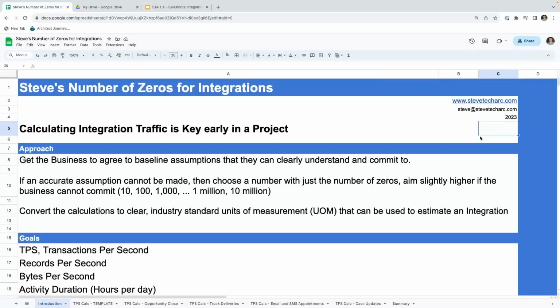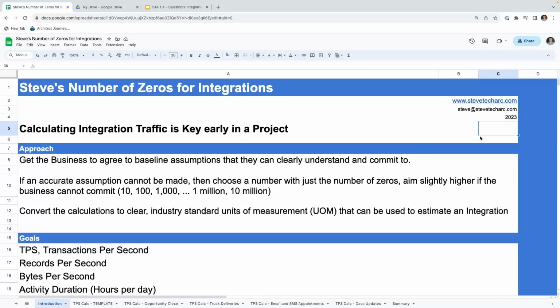So estimating data can be very important. Calculating the integration traffic is very key. So first, you want to get the business to agree on baseline assumptions that they can understand and commit to. So you need to be speaking the language that they're speaking and get them to produce some numerical values. Now, if they can't give you these numerical values, then I follow Steve's number of zeros.